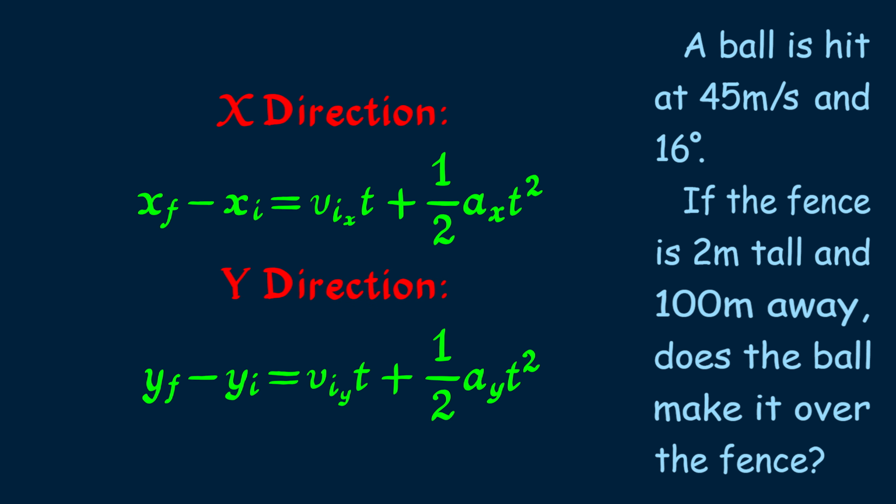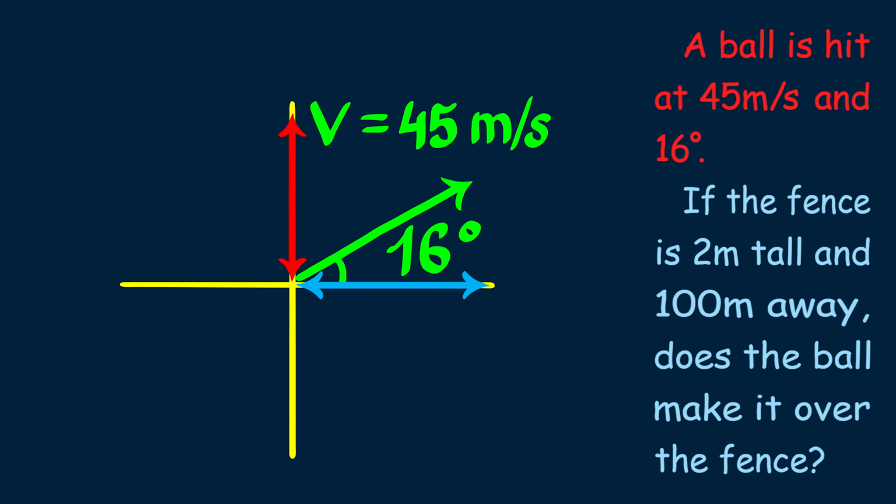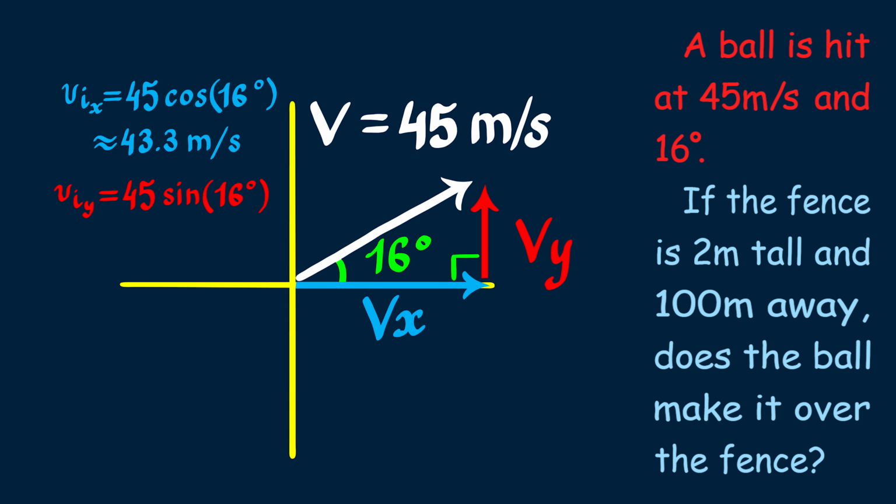Now when writing these out, you'll notice that there are two initial velocities, one for the x direction and one for the y direction. However, in this question, we're only given one value for the initial velocity, 45 meters per second. But this is a velocity that points in both the x and y direction. The trick here is to break up the initial velocity into separate x and y components by making a right triangle and using trig functions. So here the initial velocity in the x direction is 45 cosine of 16 degrees, while the initial velocity in the y direction is 45 sine of 16 degrees.